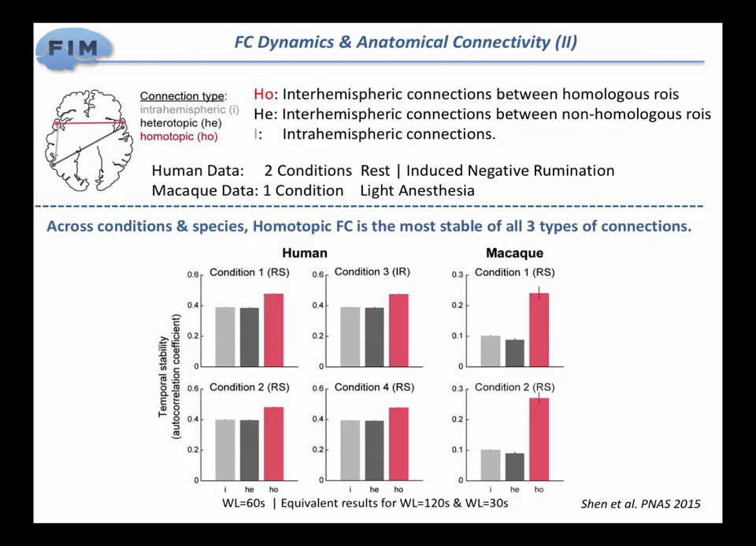This is another study that I find very interesting, in which they look at connectivity with some parcellation of the brain, and they decide to divide their connections into three types: interhemispheric connections between homologous ROIs, interhemispheric connections between non-homologous ROIs, and intrahemispheric connections. They did this study looking at both humans and macaque, and the first result that we can see here, which is a bit of a confirmation of our own original results, is that the most stable connections tend to be the interhemispheric connections between homologous ROIs.